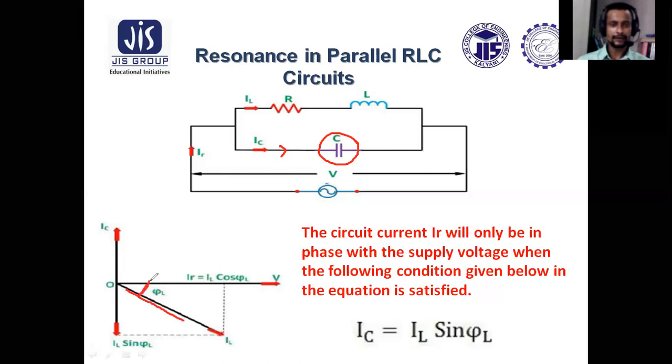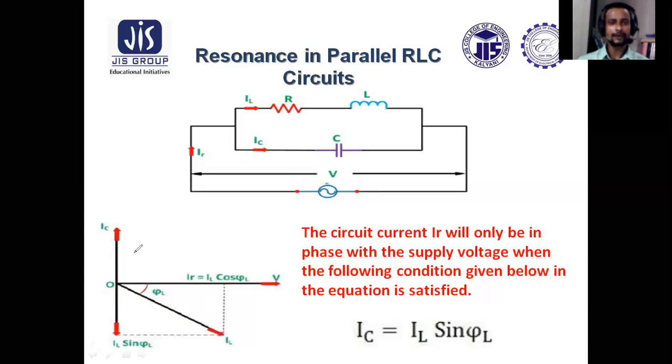Now see, this IL can be resolved into two components. This angle is phi L. If this angle is phi L, IL will be having two components. One is horizontal component, which is cos component, and another is vertical component, which is sine component. Okay. Now a circuit is said to be at resonance. As we all know, a circuit is said to be at resonance if there is no reactance part, or the circuit behaves as purely resistive circuit.